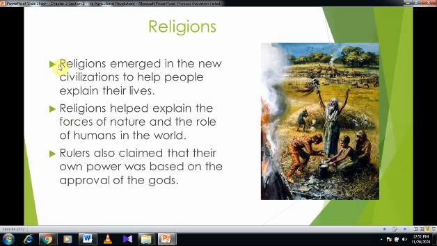Also, these communities had religion, which was a new thing. In the new civilizations, religion helped people explain their lives. It also helped explain the forces of nature and the role of humans in the world. The rulers also claimed that their own power was based on the approval of gods.